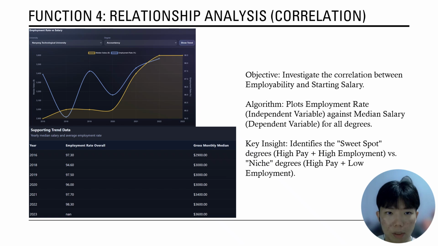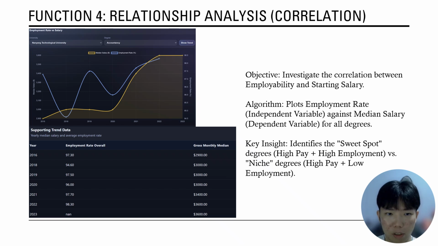This feature examines the correlations between employment rate and starting salary across all degrees. We plot employment rate on the x-axis and median salary on the y-axis to visualize how strongly these two factors are related. So from the scatter plot, users can easily identify two key groups.